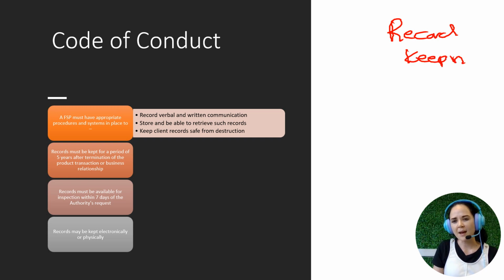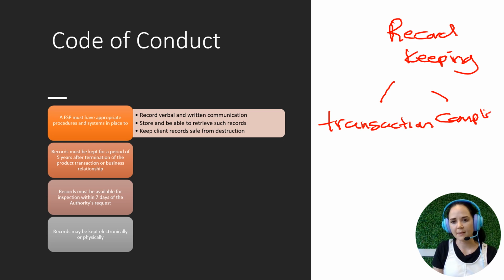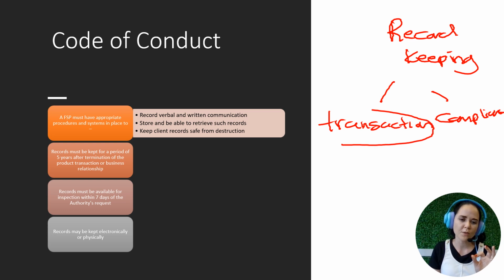With record keeping, we kind of have two parts to it. We have transaction record keeping, and we have compliance record keeping. I hope that would fit, but we get there. So in this specific part of the video, we are going to focus on transaction record keeping. That is obviously where we keep record of transactions.